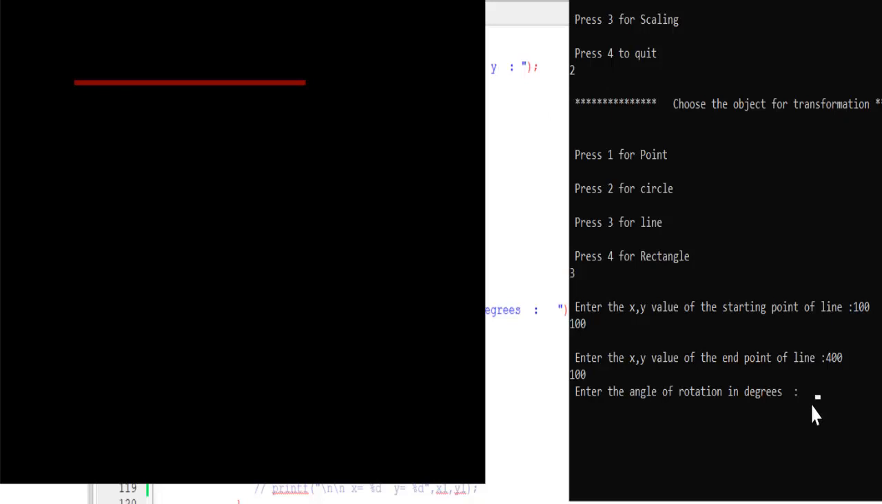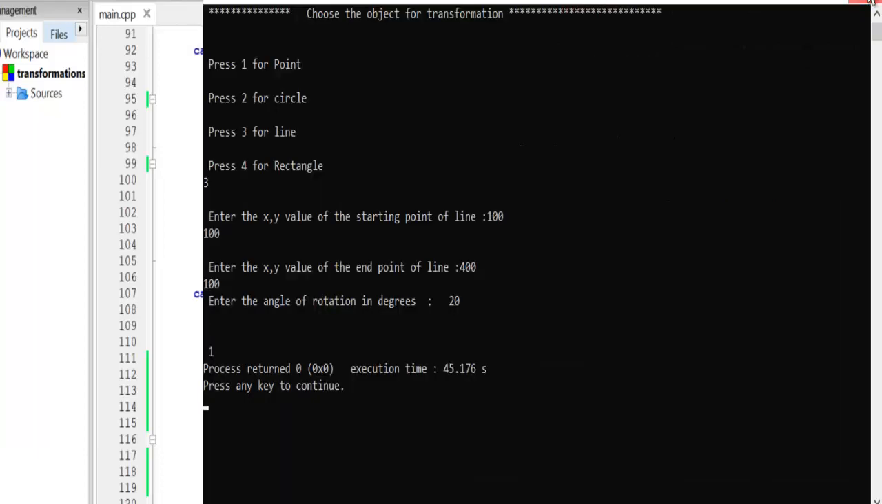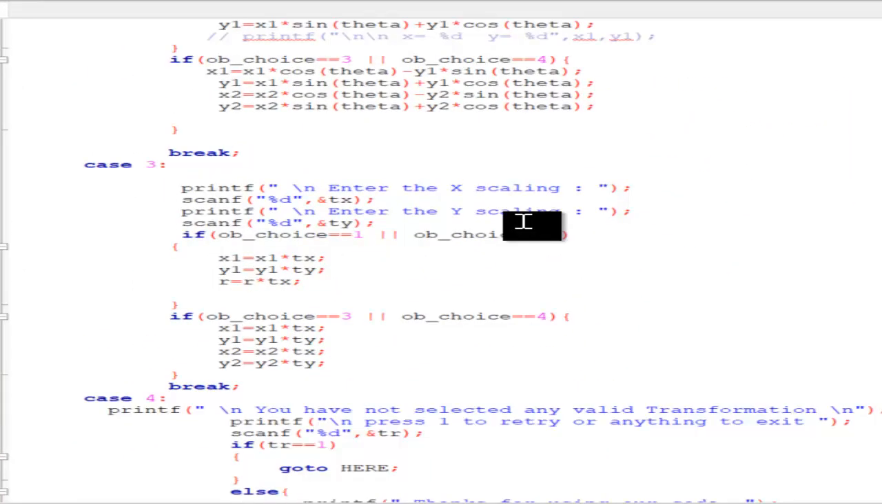So the angle of rotation, don't give it too much rotation because it will go out of the screen. Just give it 20 degrees. Now it's rotating the line 20 degrees. Okay, it's working fine.